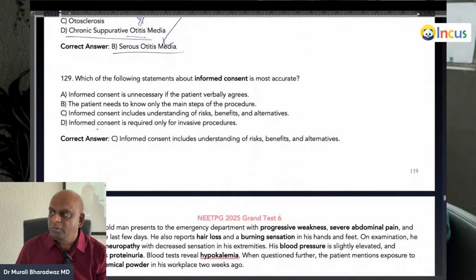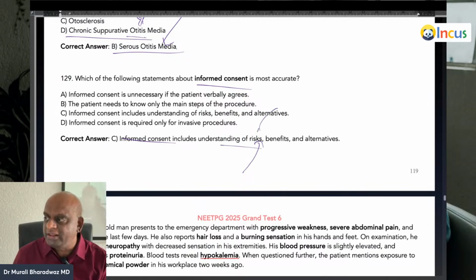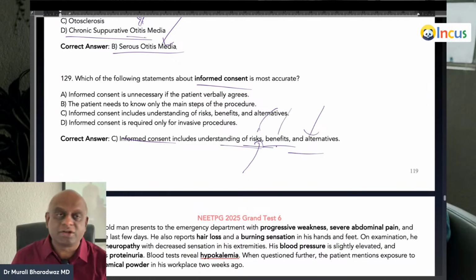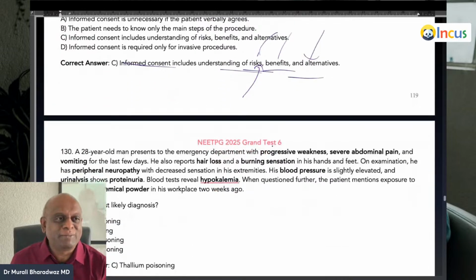Agreed. So what is informed consent? It includes understanding the risks, benefits, alternatives, instead of marriage. Informed consent.